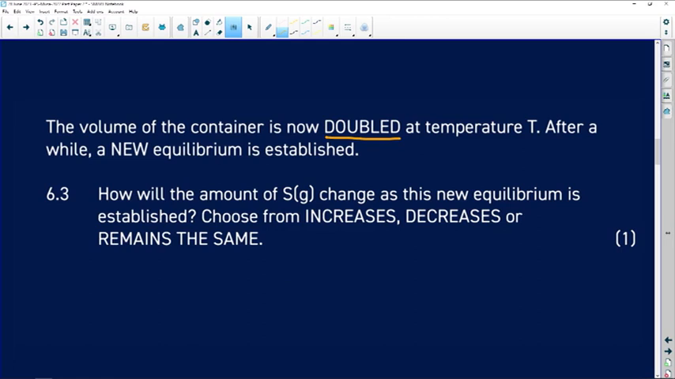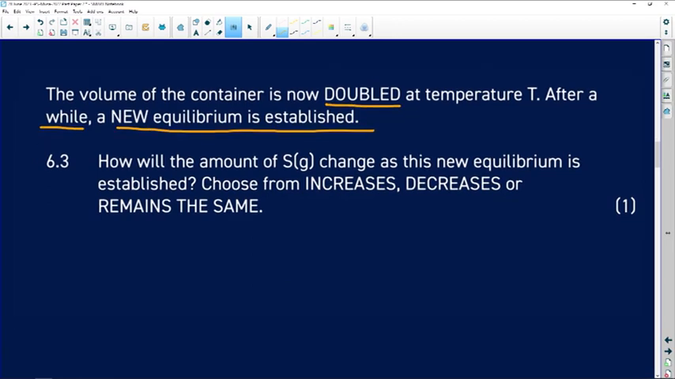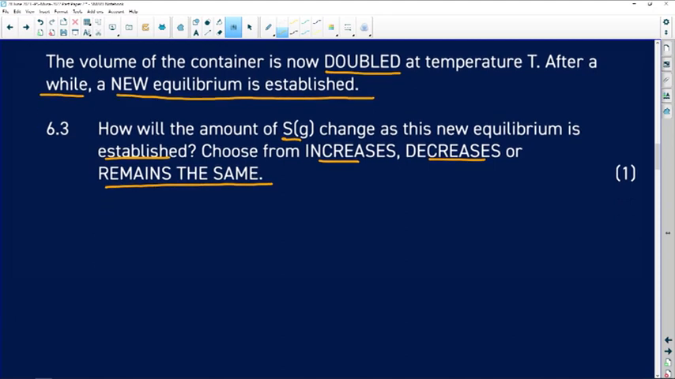After a while, a new equilibrium is established. This is 6.3 now: how will the amount of S8 change as the new equilibrium is established? We must choose from increase, decrease, and remain the same. Let us check what happens if we increase the volume.